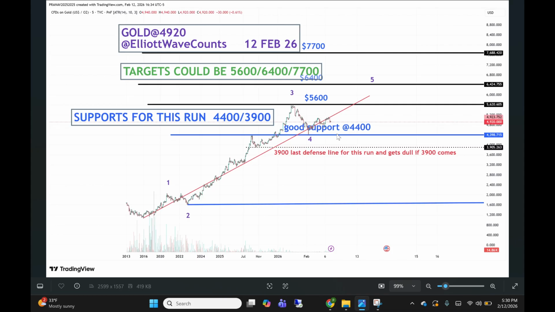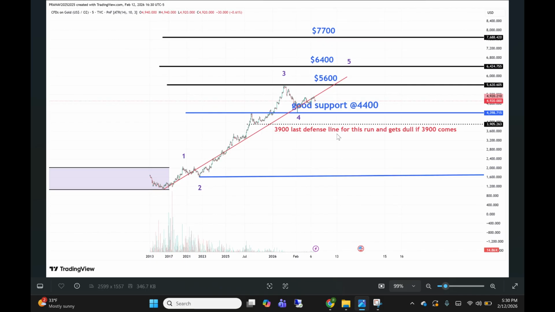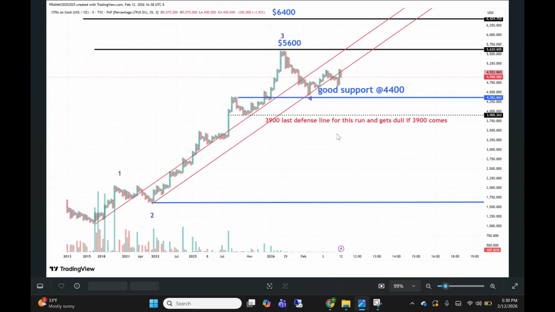If it goes to 3900, then we are at the 50% correction, and at 50% I will not call it a weakness. No one is in control. No bulls or bears are in control.